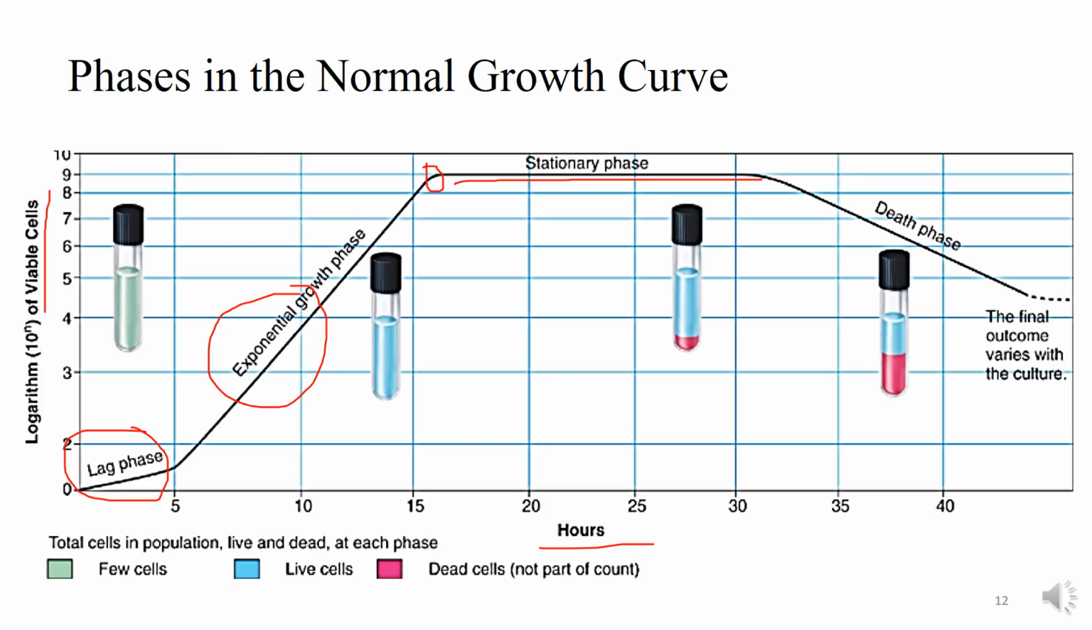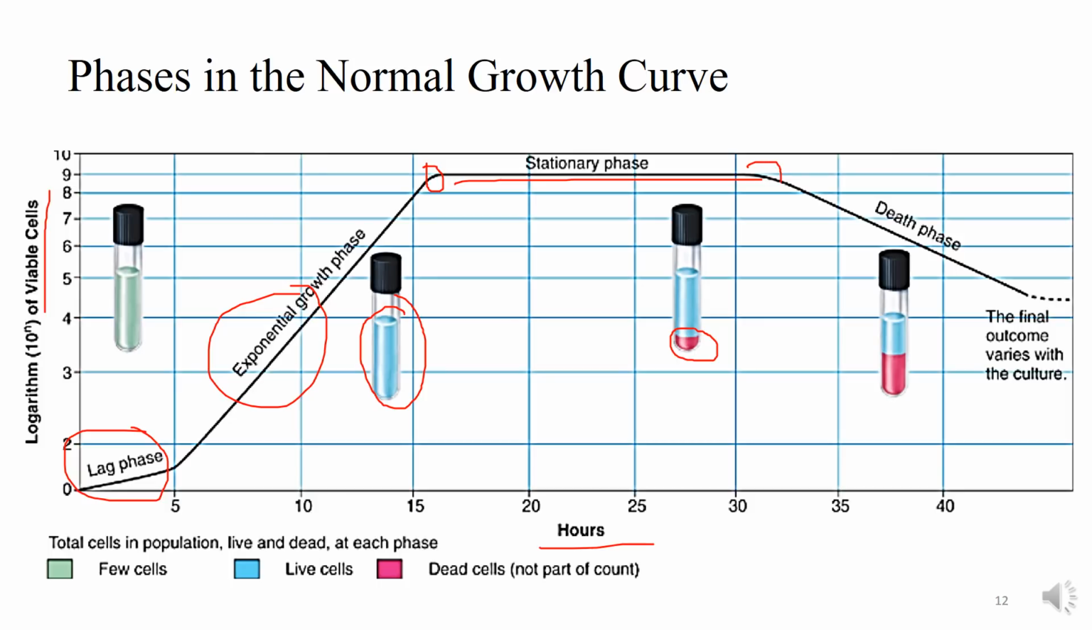Why does this happen? As you can see, the blue here shows that there are enough resources for the bacteria to grow at an exponential rate. When it comes to the stationary phase, you see that there are some dead cells, meaning the resources are depleting. There is not enough food, the optimum pH is not there, and there's not enough oxygen, probably because there's too much bacterial growth. They've already consumed most of the resources like food, oxygen, and all that.